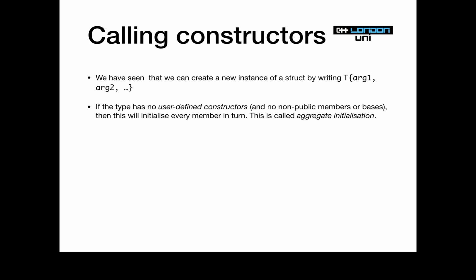So now, if we write point P in curly braces, it'll try and find a matching constructor. As it happens, I've given this struct a constructor that takes 2 ints. I've supplied 2 ints there in the call, so this is going to match perfectly well, and it's going to call this constructor, and everything's happy.